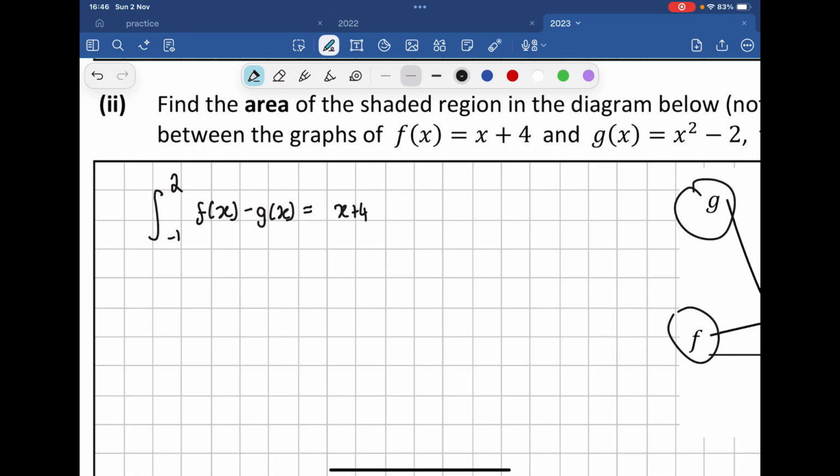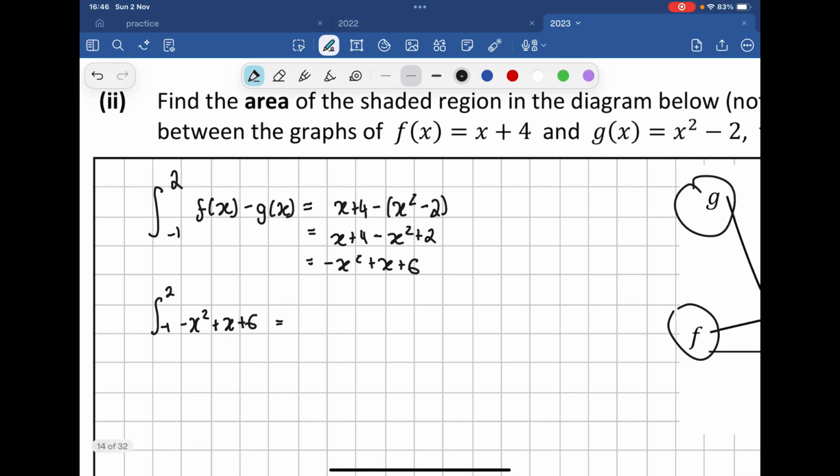x plus 4 minus x squared minus 2. We take those away, we get x plus 4 minus x squared plus 2, which is equal to minus x squared plus x plus 6. So we can set up our integral like this, from minus 1 to 2 of minus x squared plus x plus 6. So we're going to use our power rule first.